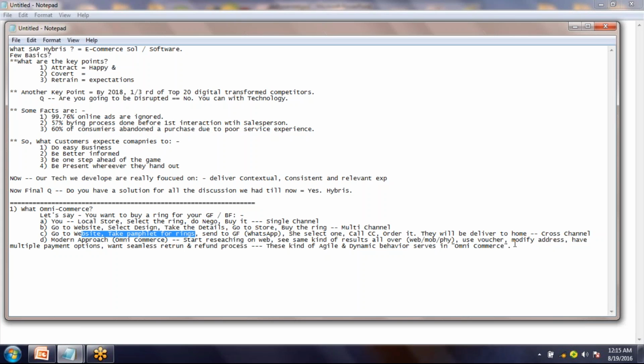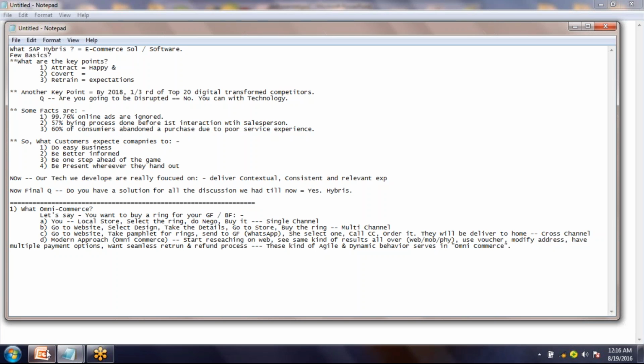Then you use some vouchers, apply some discounts. Then you will modify the address. Then you will have multiple payment options. Then if something happens, you want the seamless refund process. These are all called dynamic and agile behavior. These all come with omni-commerce. That's about omni-commerce. This is very famous nowadays because most industries talk about omni-commerce. Do you know omni-channel? Do you know omni-commerce? This is the meaning of omni-commerce.